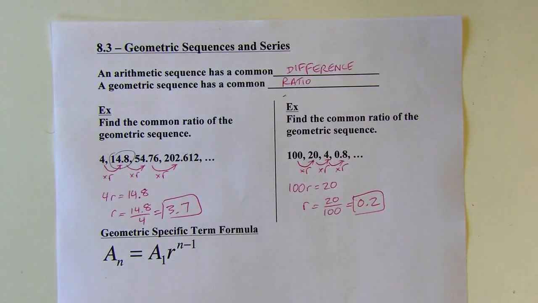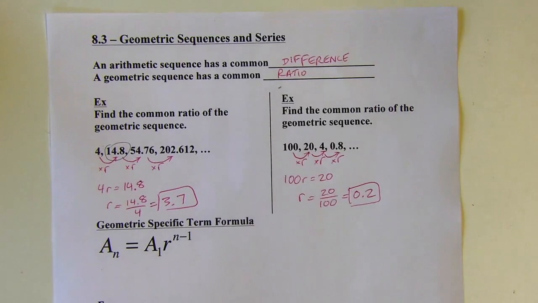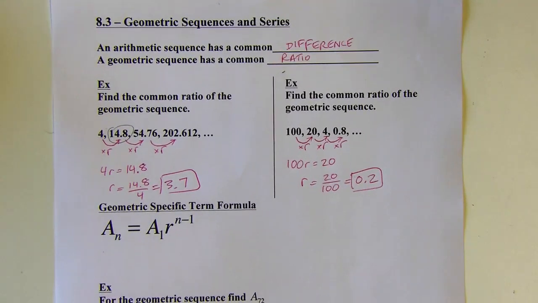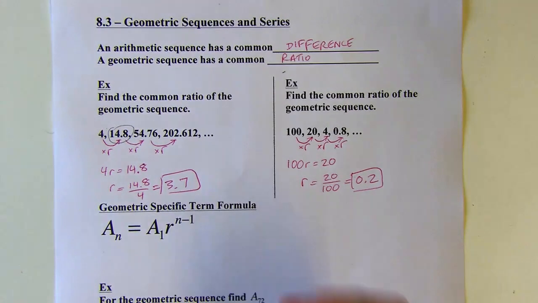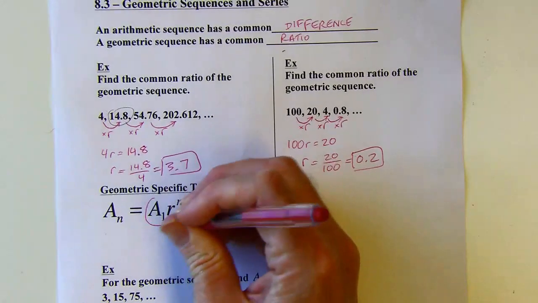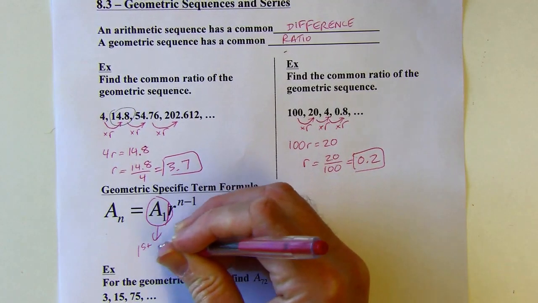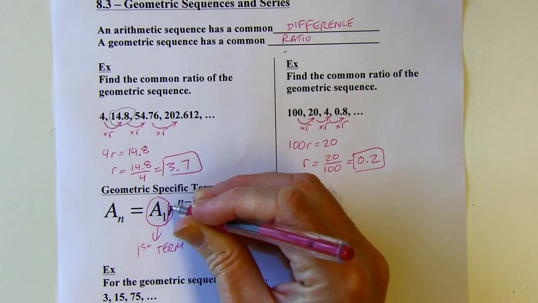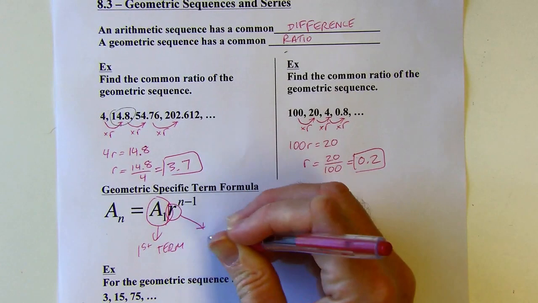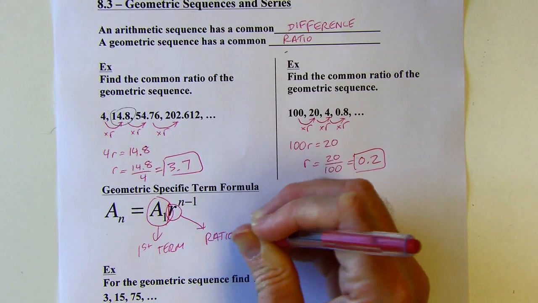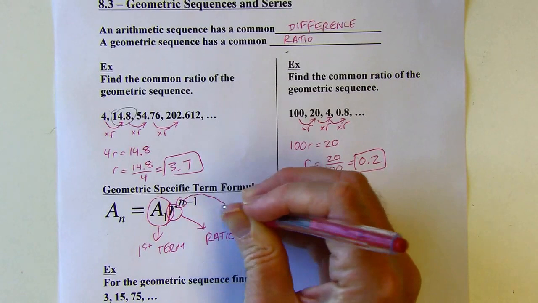All right, so here is the geometric specific term formula. I use this to find specific terms in a geometric sequence. So I've got some familiar components here, hopefully. This is the first term. And the new piece is the r. Well, that's just the ratio, right? And then the n is the term number.